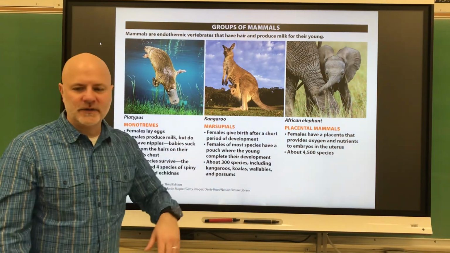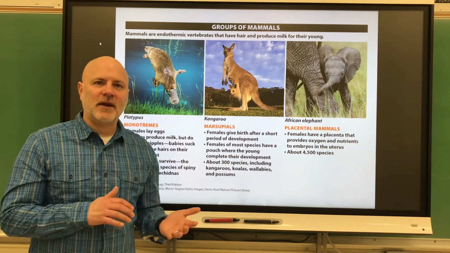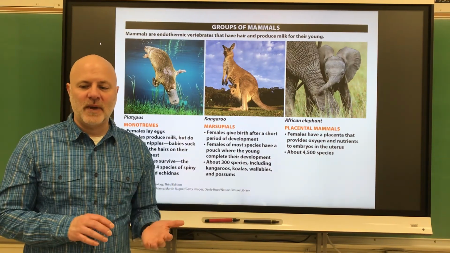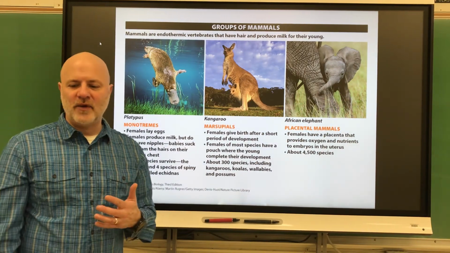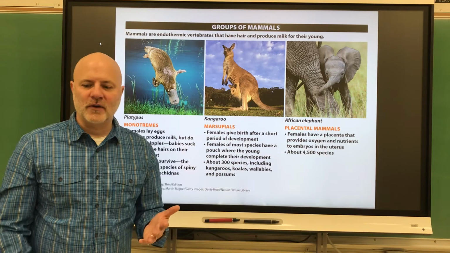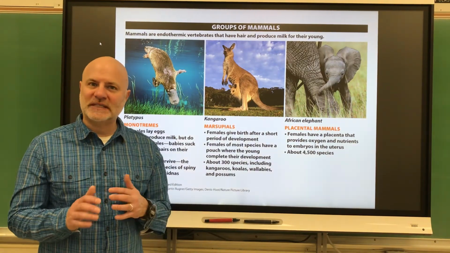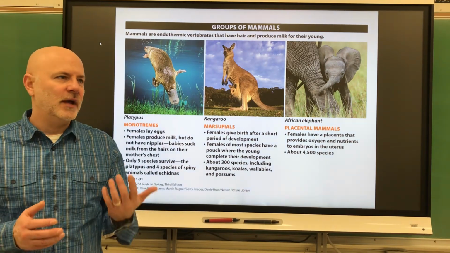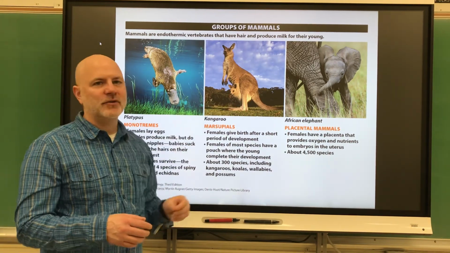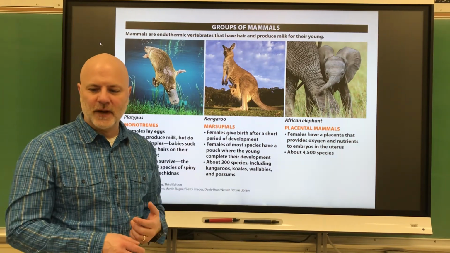Next are marsupials. So marsupials are the pouched mammals. So these are the kangaroos, koalas, wombats, and possums. They are amniotes, but are viviparous, meaning that they give birth. But they give birth to an embryo, so they have a short gestation or pregnancy. So they give birth to an embryo, and that embryo climbs into the pouch where the nipples are, and then they complete their development there.